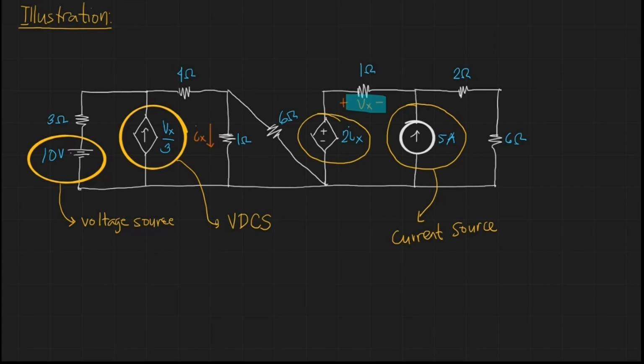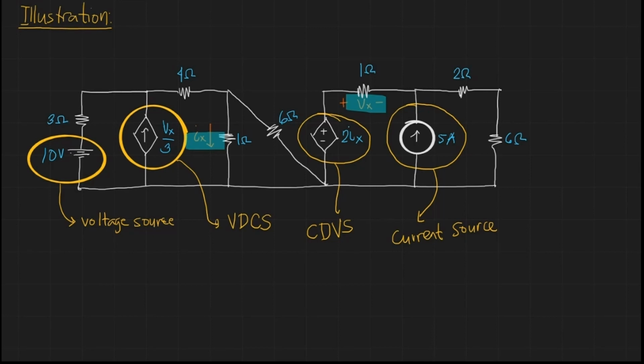Another one is what we call the 2Ix here. Though it is labeled 2Ix, it is a voltage source because it has plus or minus. And it is dependent because our symbol is a diamond. So we call it a current-dependent voltage source, because its value is 2Ix. So where is that Ix? We can see that, again, on the 1 ohm resistor on our left side.